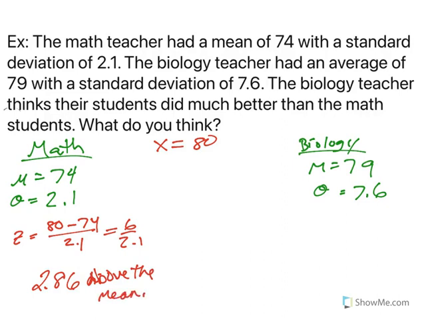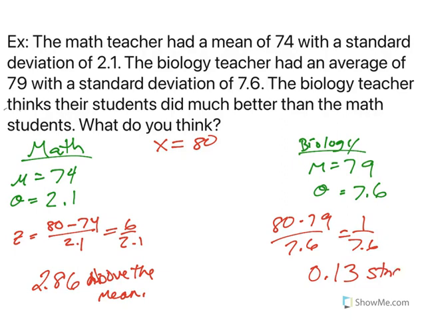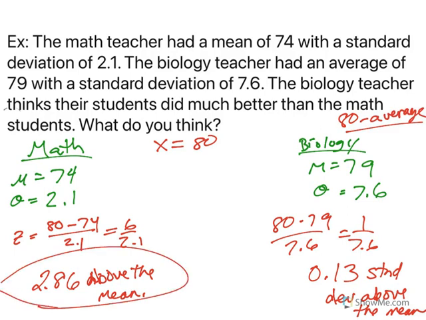Right, that's really good. If you scored an 80 on the biology test, 80 minus 79 over 7.6, that's 1 over 7.6, and you get 0.13 standard deviations above the mean, which means you're basically average. So an 80 on biology means you're barely above average, which is not a bad thing. But if you got an 80 on math, you are way above average.